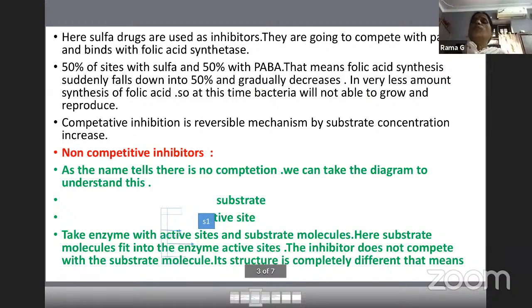Non-competitive means there is no competition between the substrate molecules and inhibitors. As the name tells, there is no competition between the substrate molecules and the inhibitors. We can take a diagram to understand this. Here, there is an enzyme, and substrate molecules are there. Take an enzyme with active sites and substrate molecules. Here, substrate molecules fit into the enzyme active sites, and the inhibitors do not compete with the substrate molecules. Their structure is completely different.